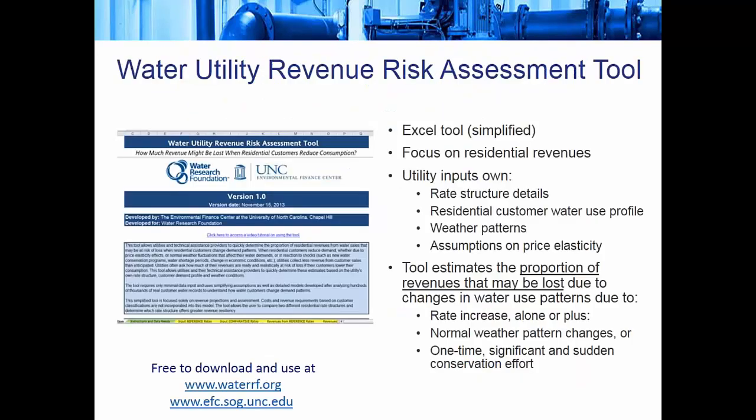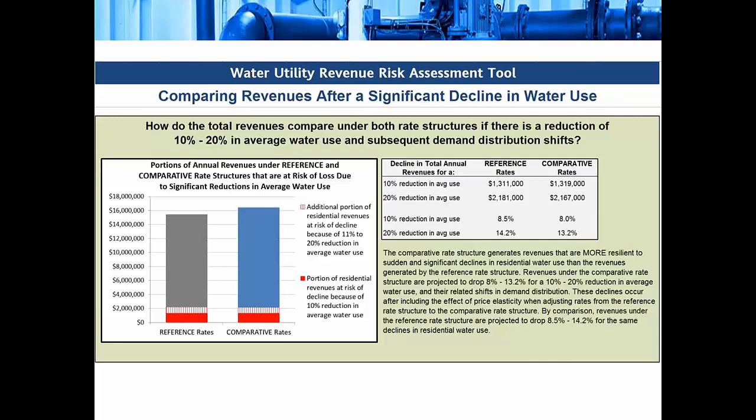We also have a water utility revenue risk assessment tool. So this is where you're going to put in inputs on your rate structure and your customer use and weather patterns and some assumptions about price elasticity, and then the tool is going to show you the potential proportion of revenues that might be lost due to changes in water use patterns, weather, or one-time significant or sudden conservation efforts. So this is another free tool we developed in collaboration with the Water Research Foundation. You can download it from our website. This is what it would look like for your reference rates and comparison rates.